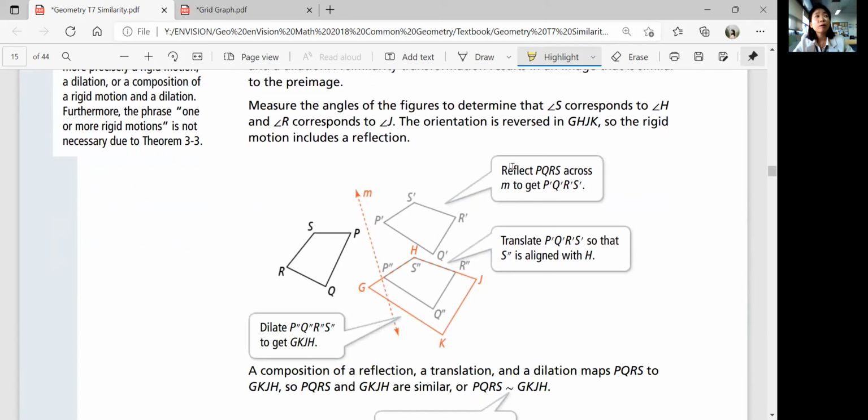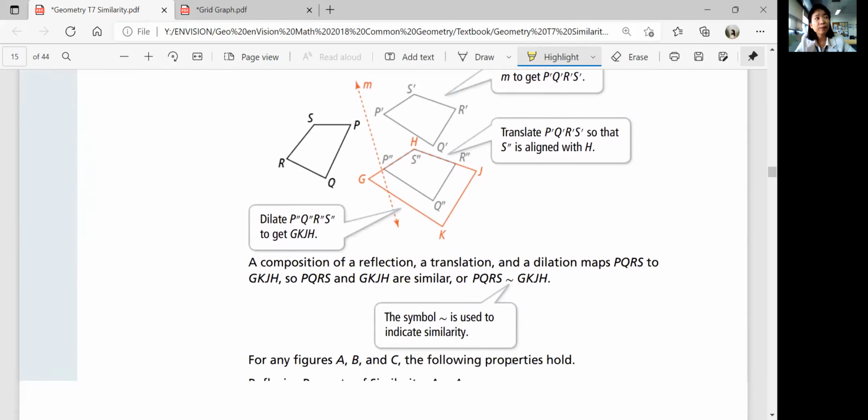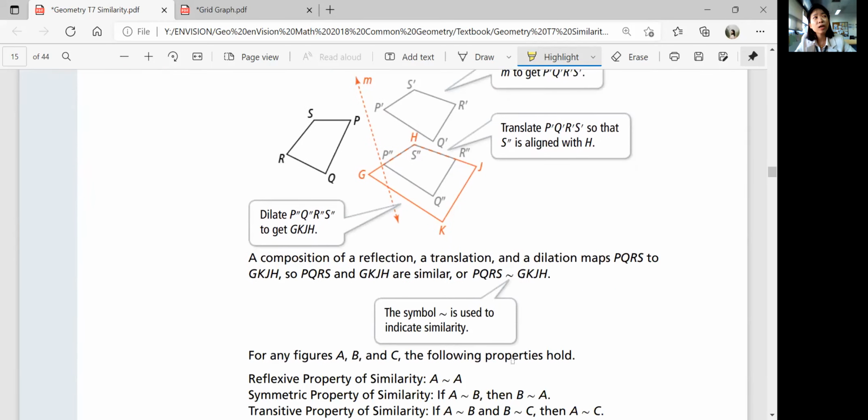Okay. Measure the angles of the figures to determine that angle S corresponds to H and R corresponds to J. The orientation is reversed. So P corresponds to G, Q corresponds to K. So the orientation is reversed, so the rigid motion includes a reflection. And then you have a dilation. Okay. So a composition of a reflection, translation, and dilation maps PQRS to GKJH.